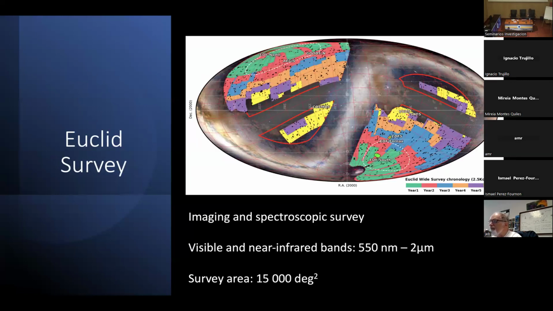This is an imaging and a spectroscopic survey in the visible and near infrared. So this is the wavelength range. It will cover a survey area of 15,000 square degrees. That means 1/3 of the sky, which is great because usually when you do dark matter searches, the more sky you cover, the better. And each year we'll cover different regions. Year 1 is in green, 2 in red, then you have in blue year 3, 4 in orange, purple is 5, and the last year is in yellow.